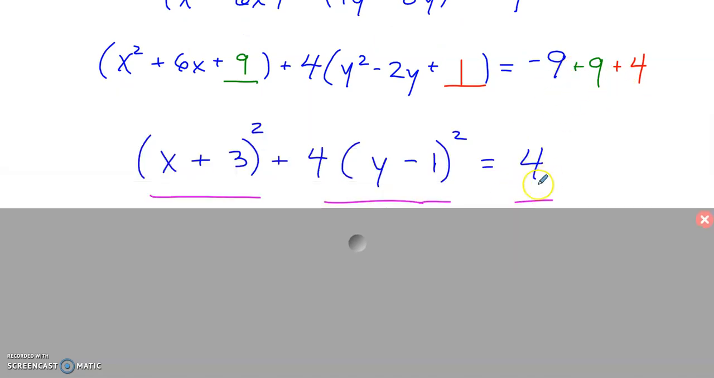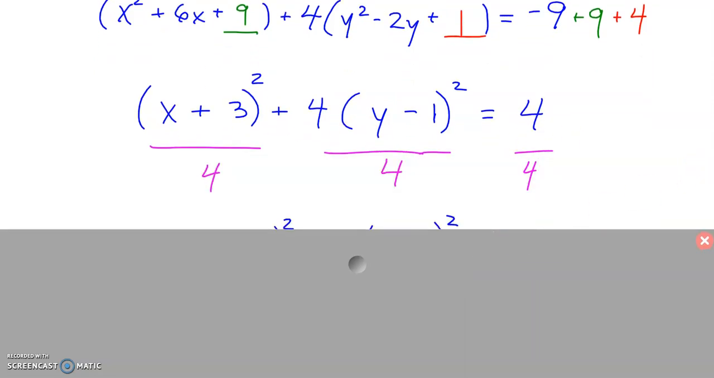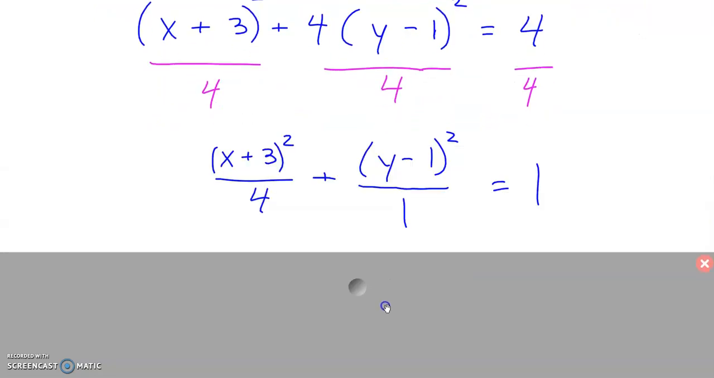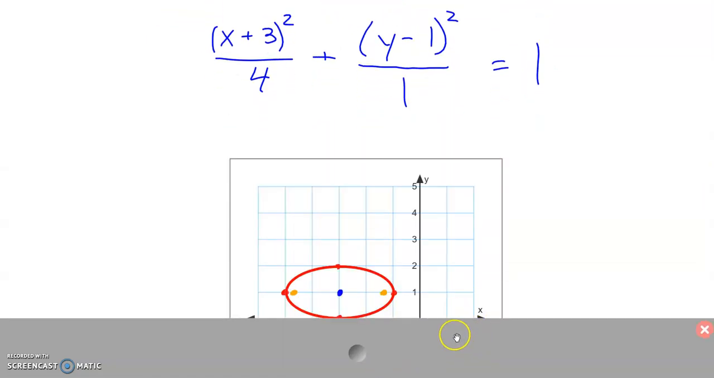Next, I add those up, I get 4. I rewrite these in factored form. I want that to be a 1 next, so I divide everything by 4. Then I simplify. There's nothing to simplify here, and then 4 divided by 4 is just a 1. And now there's the equation for my ellipse in standard form.